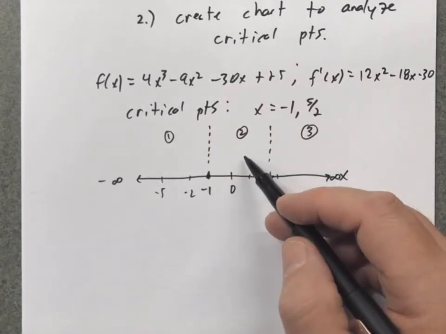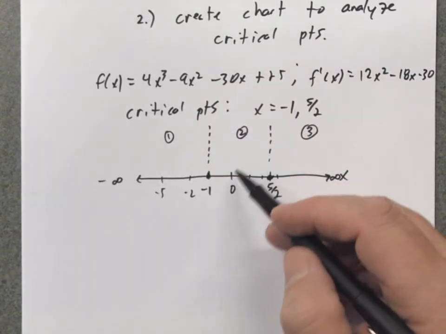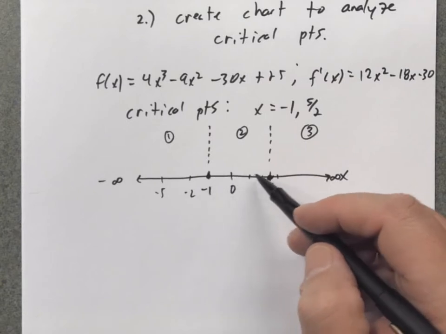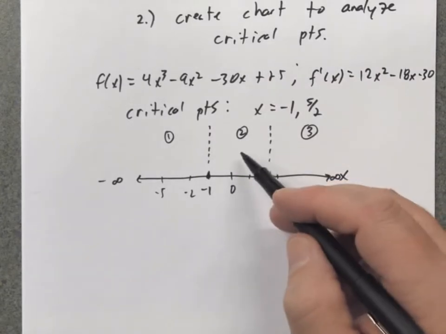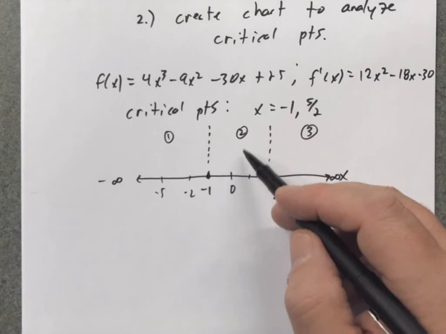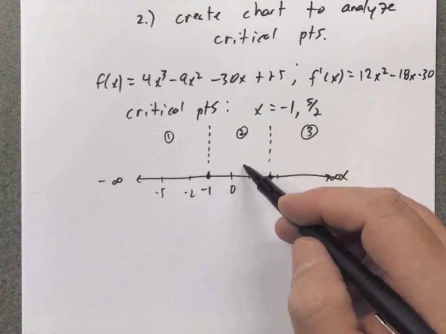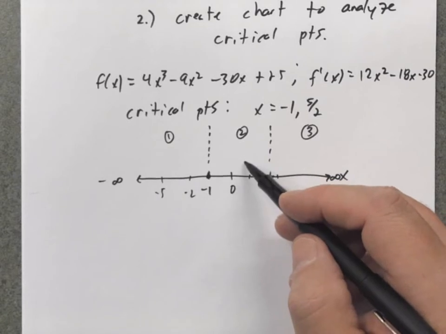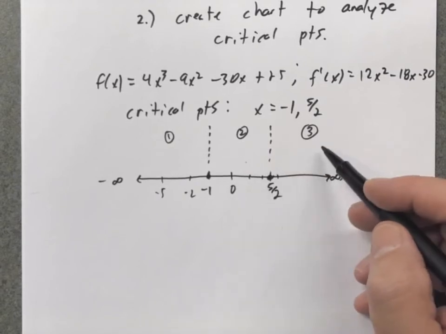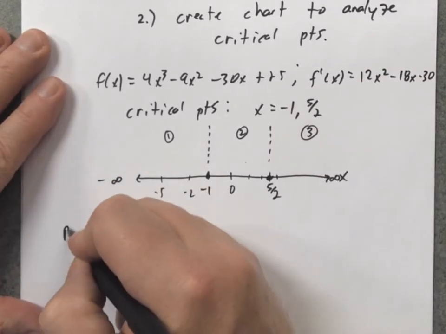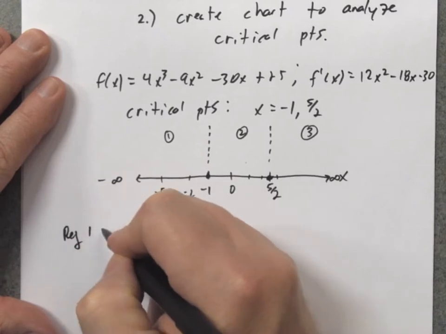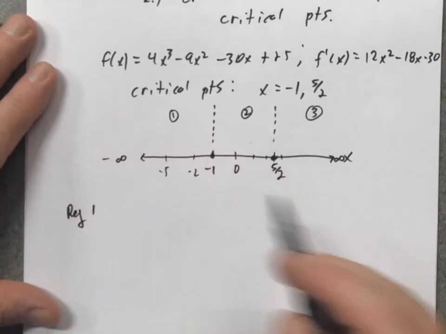But then I go to region 2, the same thing. Any value of x I choose that's in region 2, if I go find the first derivative for any value of x in here, it does not change. It's either always positive or negative. And the same thing for region 3. So here's what I do. I need to figure out what's going on inside the regions.